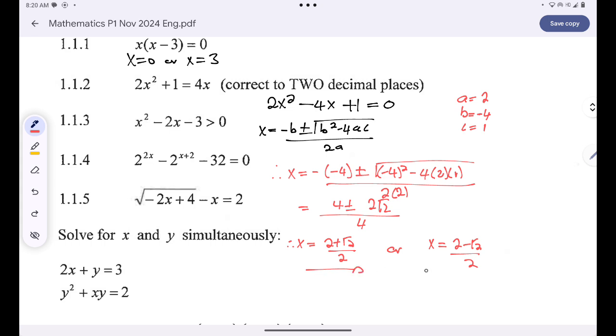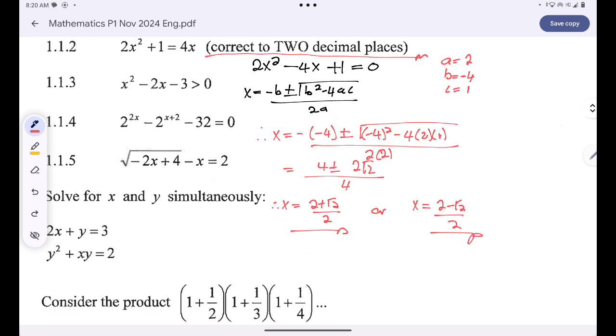Please do punch these on your calculator and make sure that you round off your answers to 2 decimal places. I just cannot do it right now because I don't have my calculator with me.